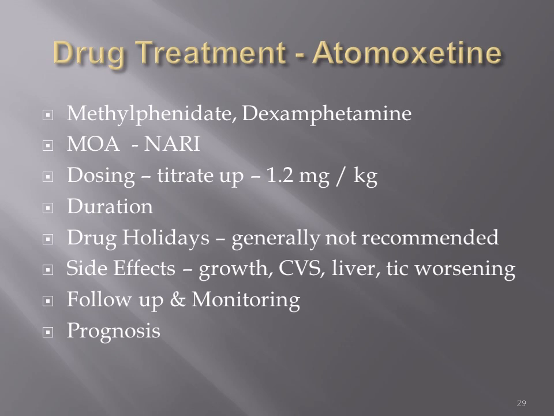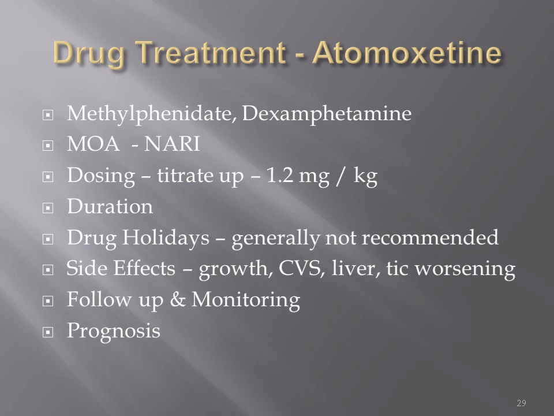So the child weighs about 20 kg, the methylphenidate will be about 20 milligrams, and the atomoxetine can be a little bit more, up to 25 milligrams. The duration, again, is as long as it helps and as long as it is needed, and some people may need it in the adulthood. Drug holidays we have discussed, but with atomoxetine it's not generally recommended because it takes some time to build up in the system.